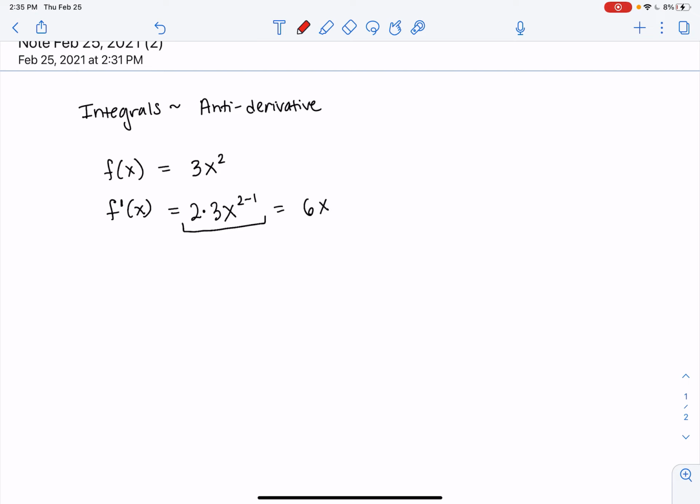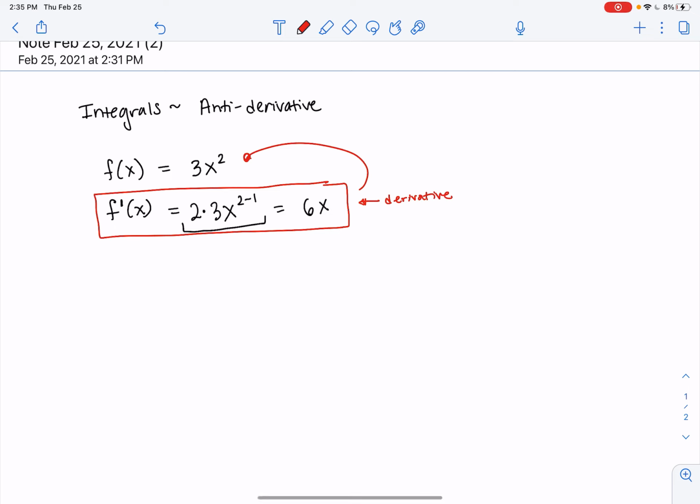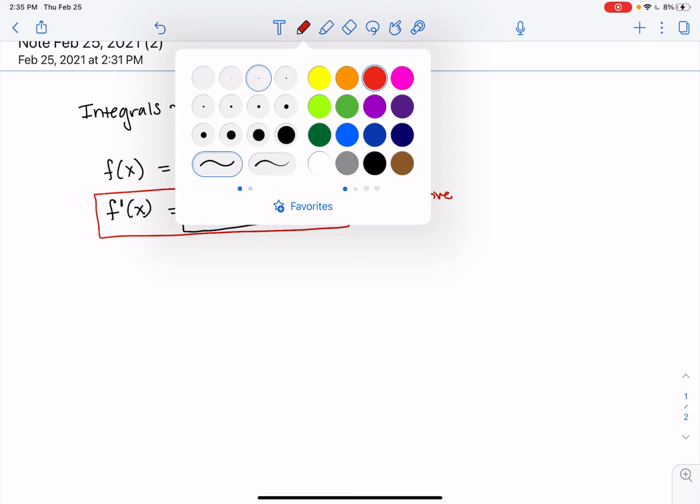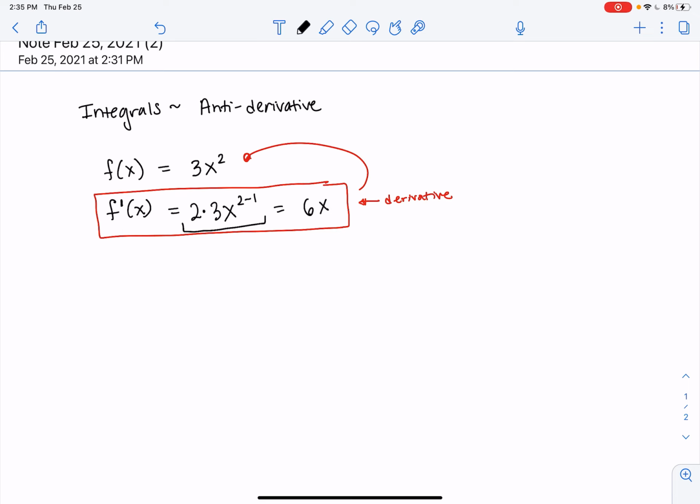The antiderivative says, hey, I'm going to give you the derivative, and I want you to anti-derive it. So come up somehow with the original function for me. That's what an antiderivative is. It's going backwards. It's undoing a derivative.